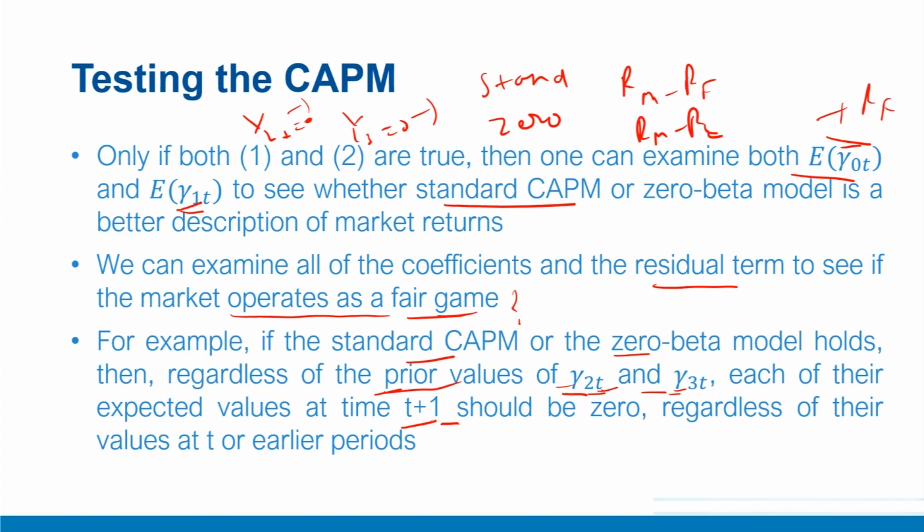If they are not, then one would be able to make money and the market will not be a fair game with respect to the equilibrium model estimated here. So whatever the actual realized, ex post values of gamma 2t and gamma 3t we observe for any given period t, the next period expectation should be 0. So we say that the expected value of gamma 2t and the expected value of gamma 3t should be equal to 0 regardless of their values in the previous periods.